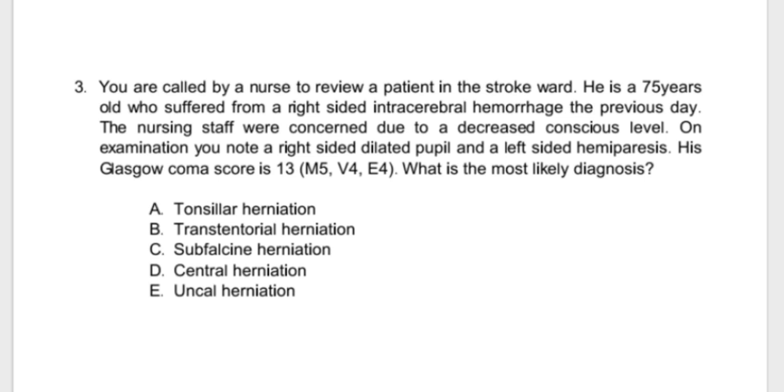Question number 3. You are called by a nurse to review a patient in the stroke ward. He is a 75-year-old who suffered a right-sided intracerebral hemorrhage the previous day. The nursing staff were concerned due to a decreased consciousness level. On examination, you note a right-sided dilated pupil and a left-sided hemiparesis. His Glasgow Coma Scale is 13: motor 5, verbal 4, eye opening 4. What is the most likely diagnosis?